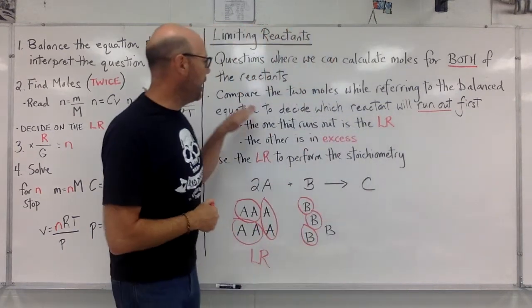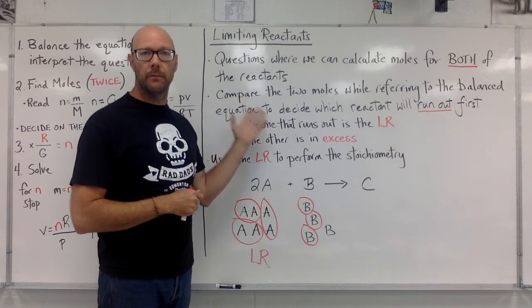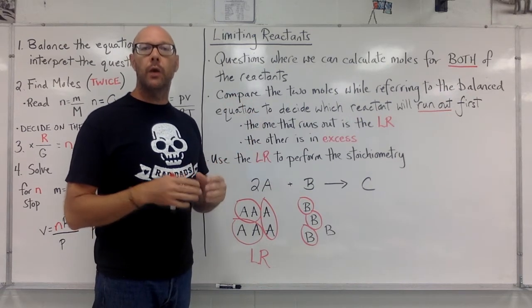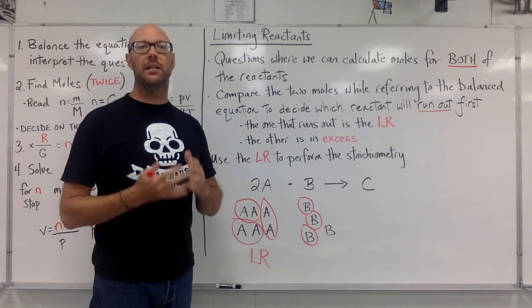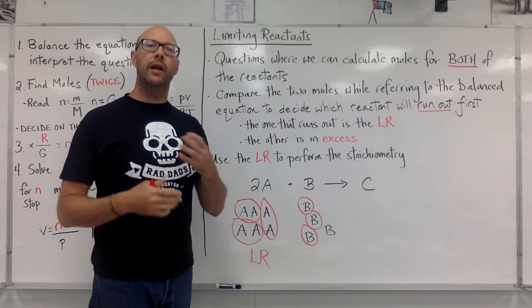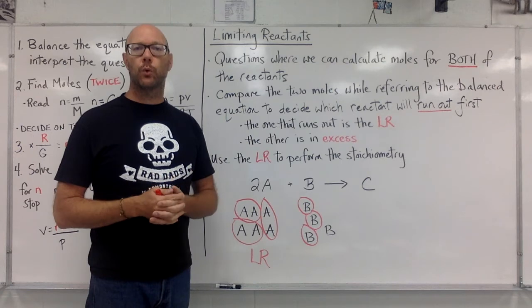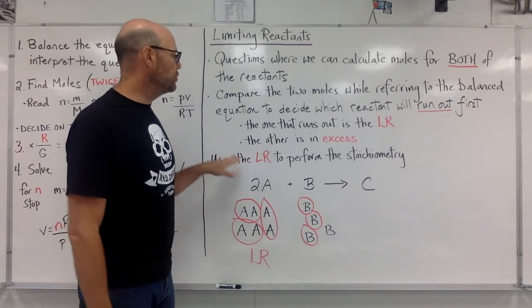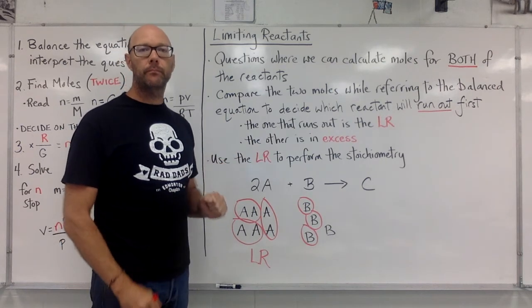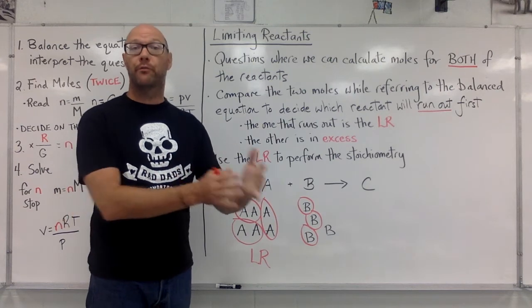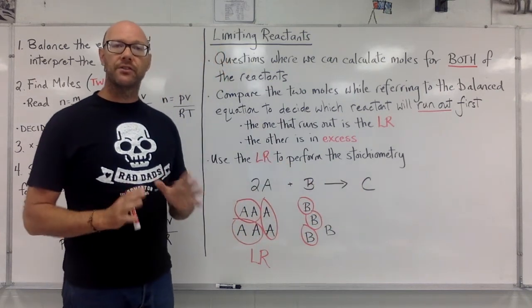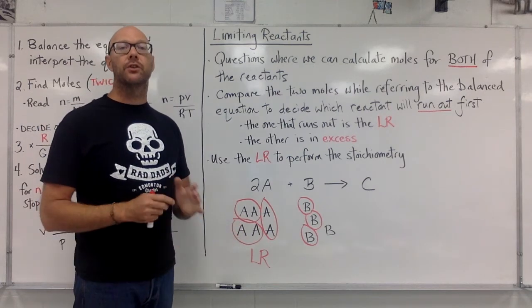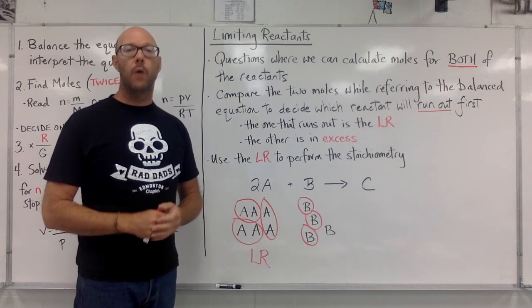We need to compare the 2 moles while referring to the balanced equation in order to decide which reactant is completely consumed, which one runs out, which one is the limiting reactant. And then to answer any question that includes the stoichiometry, we're going to use the limiting reactant. The limiting reactant limits the amount of product. So any question we might have to answer about the product has the limiting reactant as the starting point. We need to see some examples.